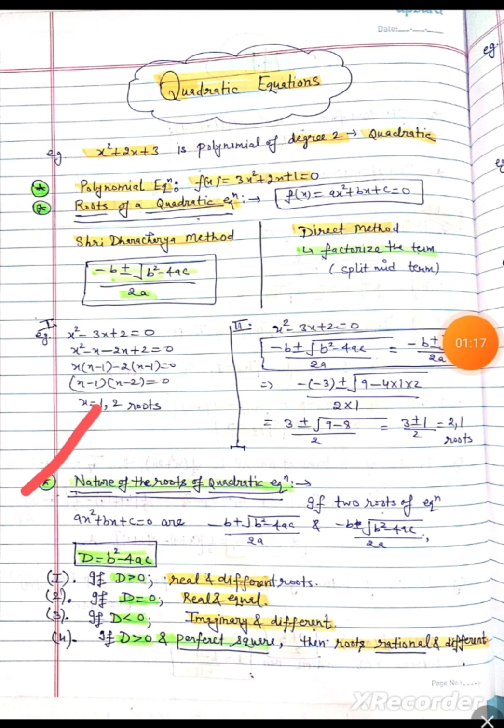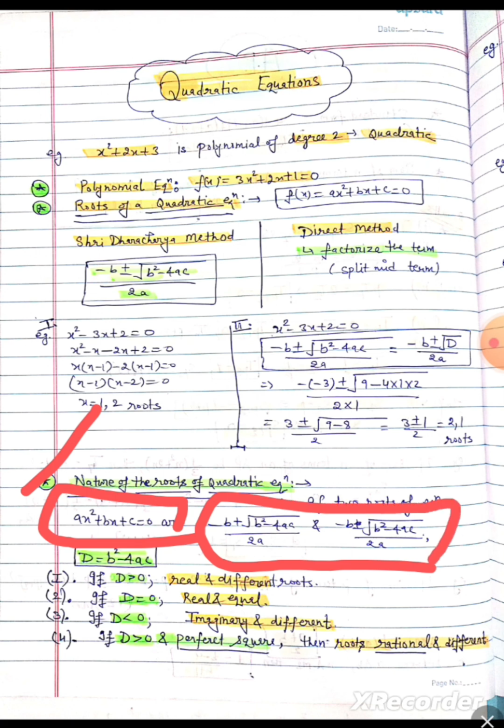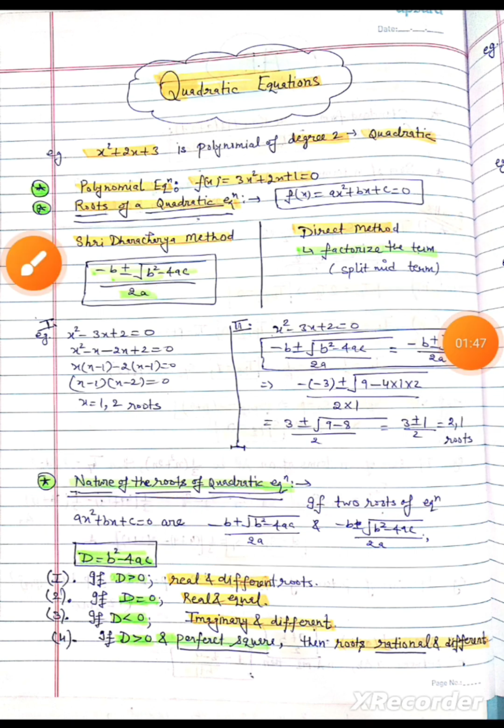Now the main point here is the nature of roots of the quadratic equation. If we have a quadratic equation, you will find the nature of roots. How will you find out this? In general, the quadratic equation is ax square plus bx plus c equal to 0. Then you can see that it has two roots from the Sridharacharya method. One is the plus root and the second is the minus root.